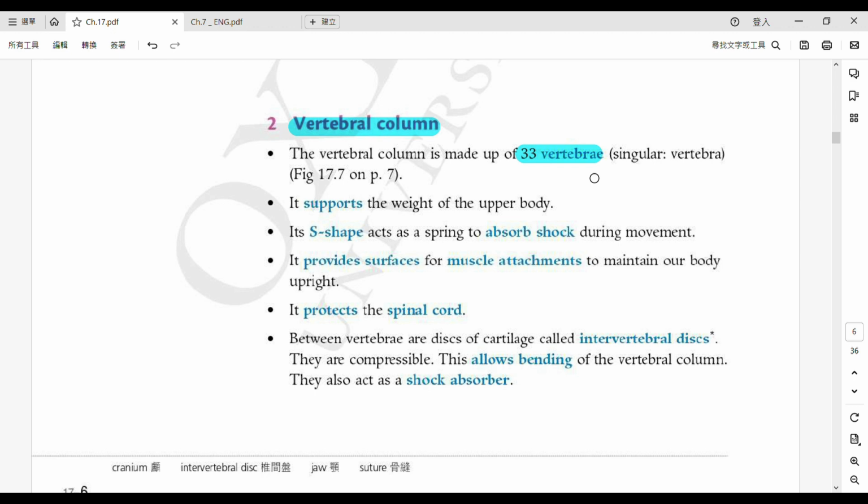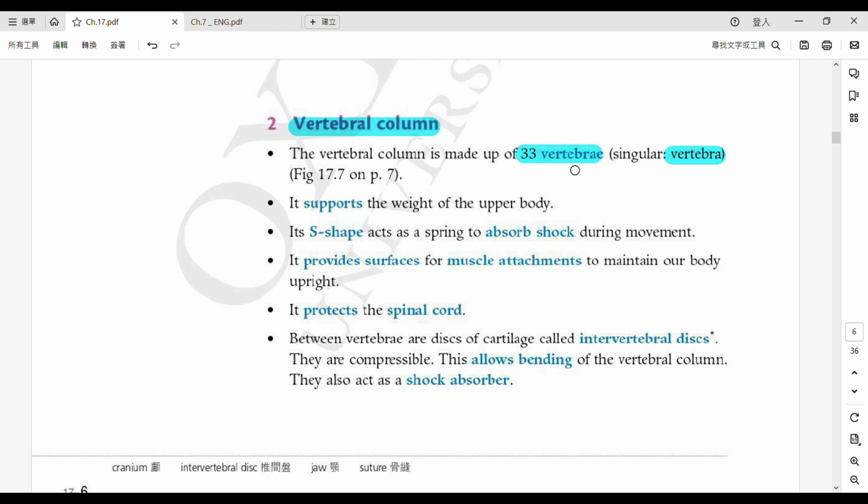When it's a rod, then it's called a vertebral column. But this rod is not one complete bone. It is made up of 33 bones. These 33 bones are called the vertebrae. So when we talk about one of these 33 bones, we call it a vertebra. Vertebra is singular, vertebrae is plural.